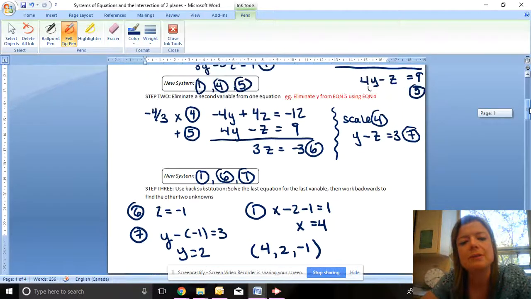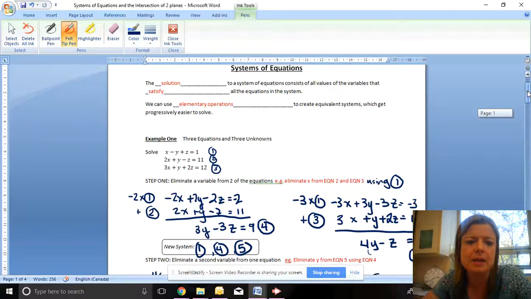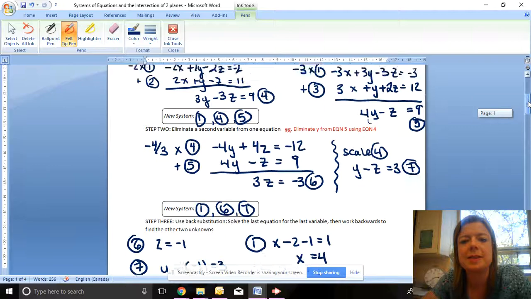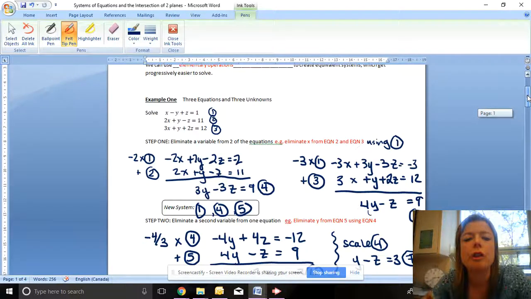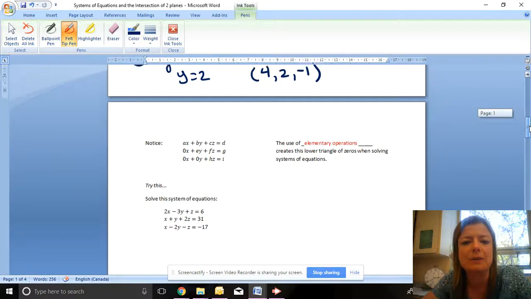So if you use left side, right side with all 3 original equations in the system and subbing in our x value of 4, y equals 2, and z equals negative 1, all 3 equations will achieve left side equals right side with that given coordinate.